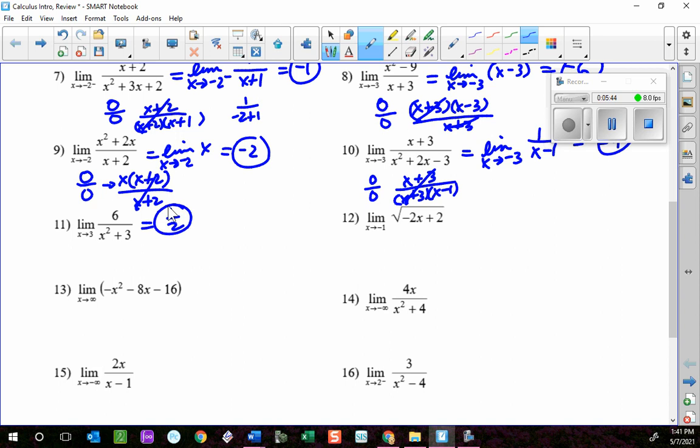For number 12, why don't I just plug in negative 1 right here? So negative 2 times negative 1 plus 2 square root. So I get 2 plus 2, which is 4. Square root of 4 is 2.